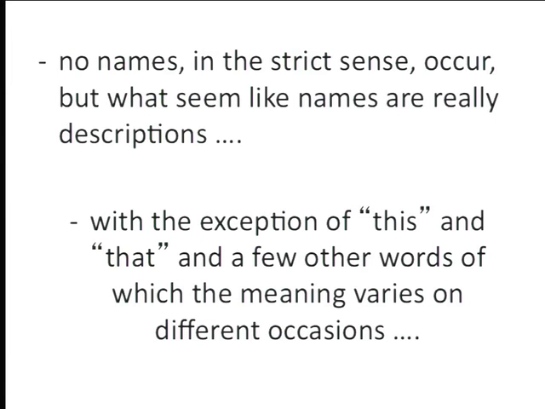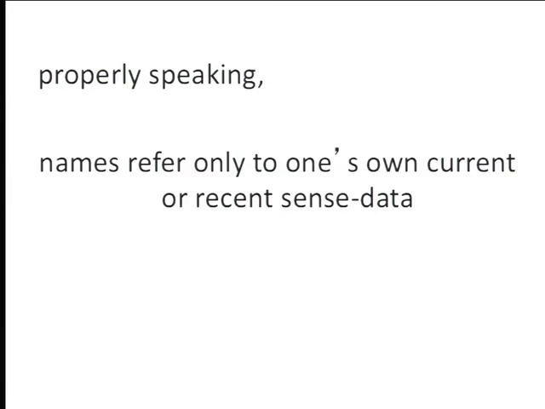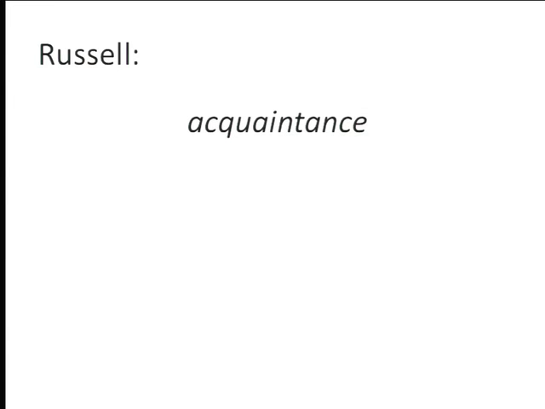So the problem of informative identities does not arise if the most basic class of names here is really a set of signs referring to your own sensations or your own sense data. When you ask, is this sensation of redness the same as this headache? That's always, if it's true, it would be trivial. If it seems like an exciting possibility, then it's not true. Properly speaking, names refer only to your own current or recent sense data, and it's your acquaintance with those sensations, Russell says, that fixes their reference.